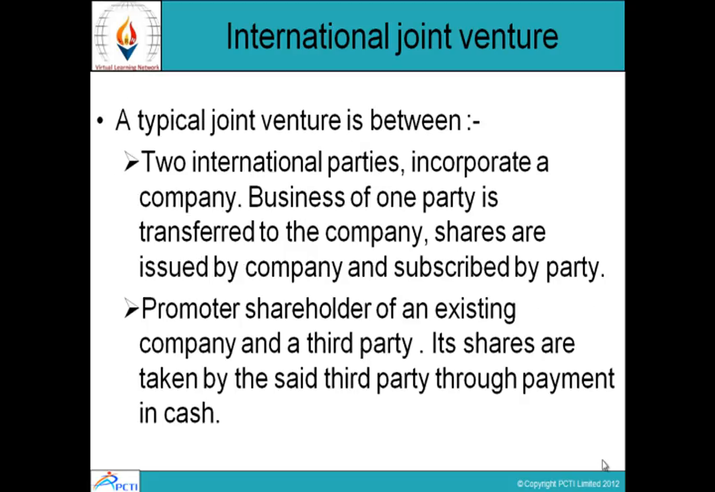A typical joint venture between two international parties must incorporate a company. The business of one party is transferred to the company. Shares are issued to and subscribed by the party. Another is a promoter shareholder of an existing company and a third party. Its shares are taken by the said third party through payment in cash.